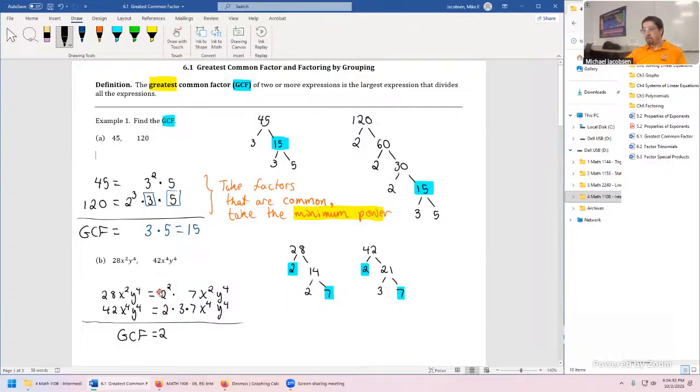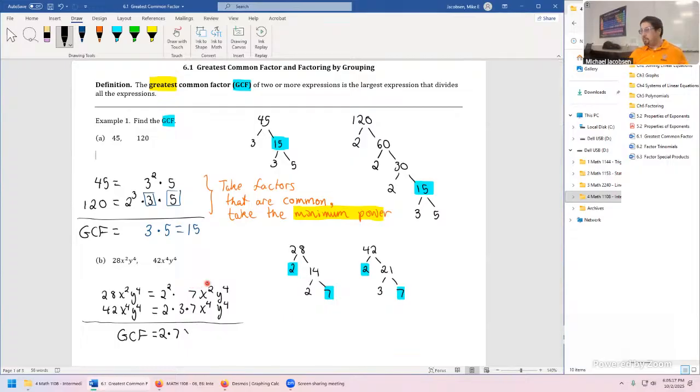We can't take 2 squared, that'd be 4, and that's just because 4 didn't divide 42. There's no 4 when we look into the factors here. So we just take the 2, the minimum power. Here there's no 3 whatsoever, so we can't take 3 at all. We just skip down to 7. We need the common factor, so this is going to be times 7 from that column.